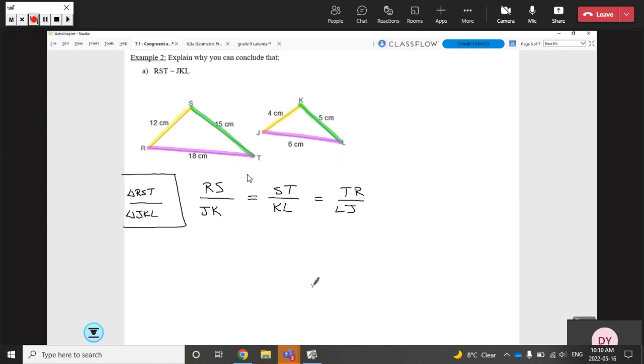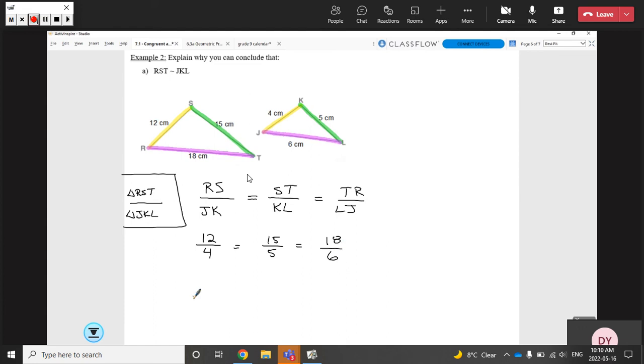Some people might say, no, this is side RT, not TR. And I'd say, okay, sure, it's not a big deal. I like to just go in that triangular motion. Now what we're going to do is fill in the blanks. RS is really 12, JK is really 4. All right, ST is 15, KL is 5, TR is 18, LJ is 6.